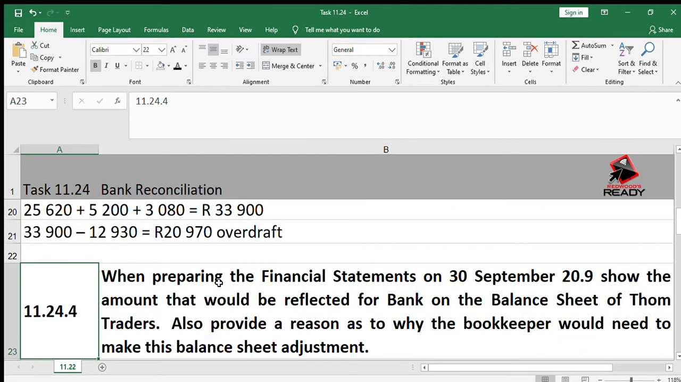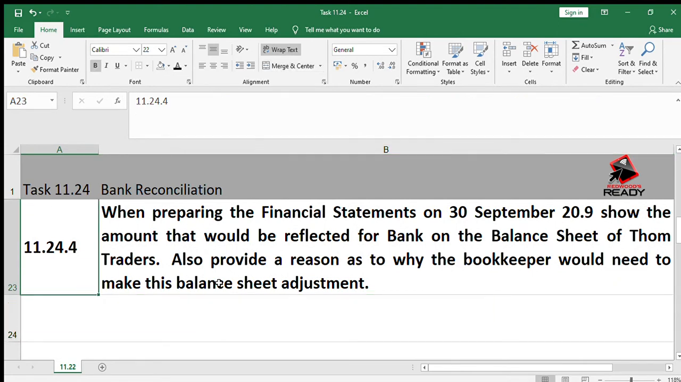Okay, 11.24.4, when preparing the financial statements on 30th September, show the amount that would be reflected for bank on the balance sheet of Tom Traders. Also provide a reason as to why the bookkeeper would need to make this balance sheet adjustment. Okay, so if you look at the bank recon that's been given to us, okay, we have check number 2917 for 5,200 Rand, which is dated 12th of October 20.9. So this is the post-dated check. And because the year end falls before the post-dated check date, okay, the post-dated check needs to be reversed at the end of the year.